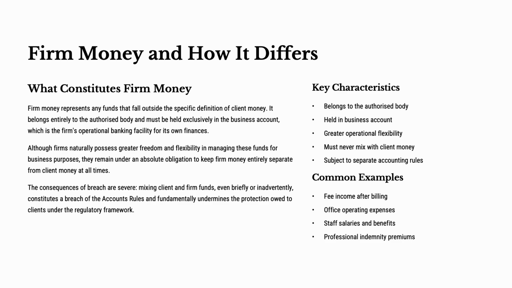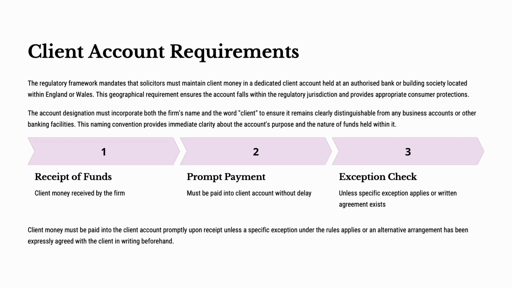This money belongs to the authorized body and is held in the business account. It has operational flexibility, but must never be mixed up. Common examples, as we have already talked about, are fee income and billing, office operational expenses and staff salaries. All of it becomes your firm's money. Whatever is not client money is firm money, or business money.